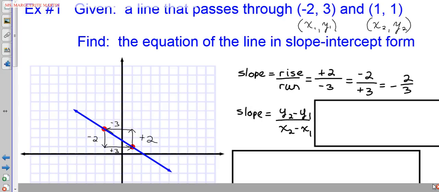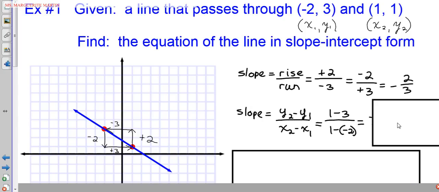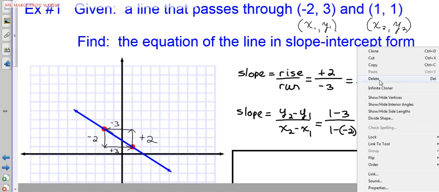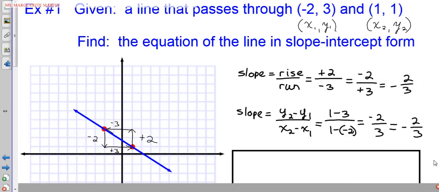However we do it, we need to then substitute in here. We could say that we have y sub 2 is 1, and we subtract y sub 1 is 3, and that's over x sub 2, which is 1, minus x sub 1, which is negative 2. So that would give us a negative 2 over 3. And so basically that's negative 2/3.